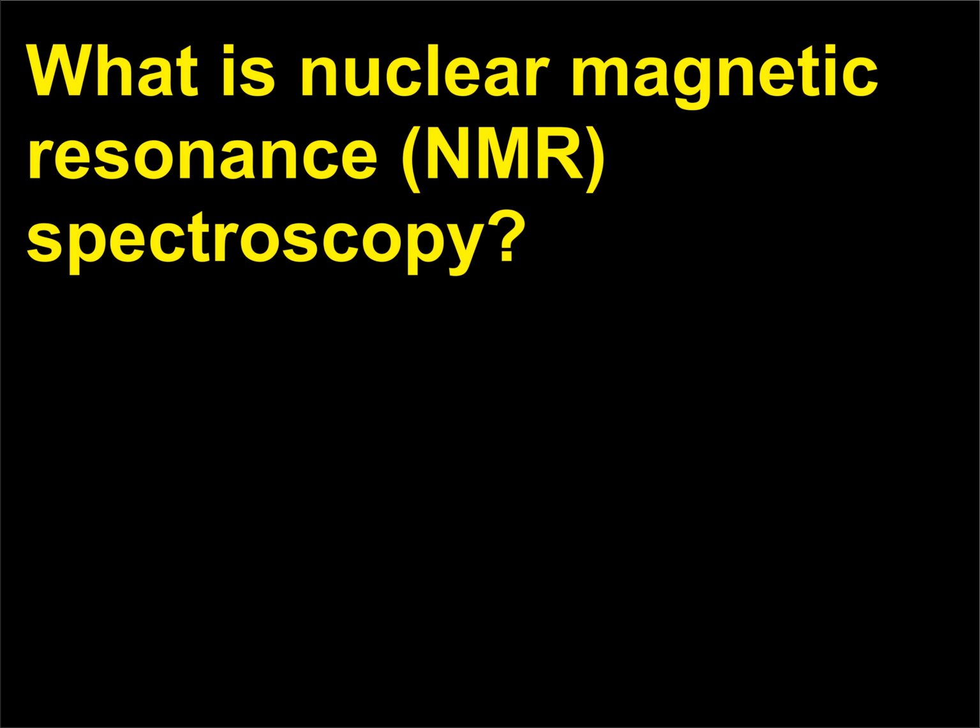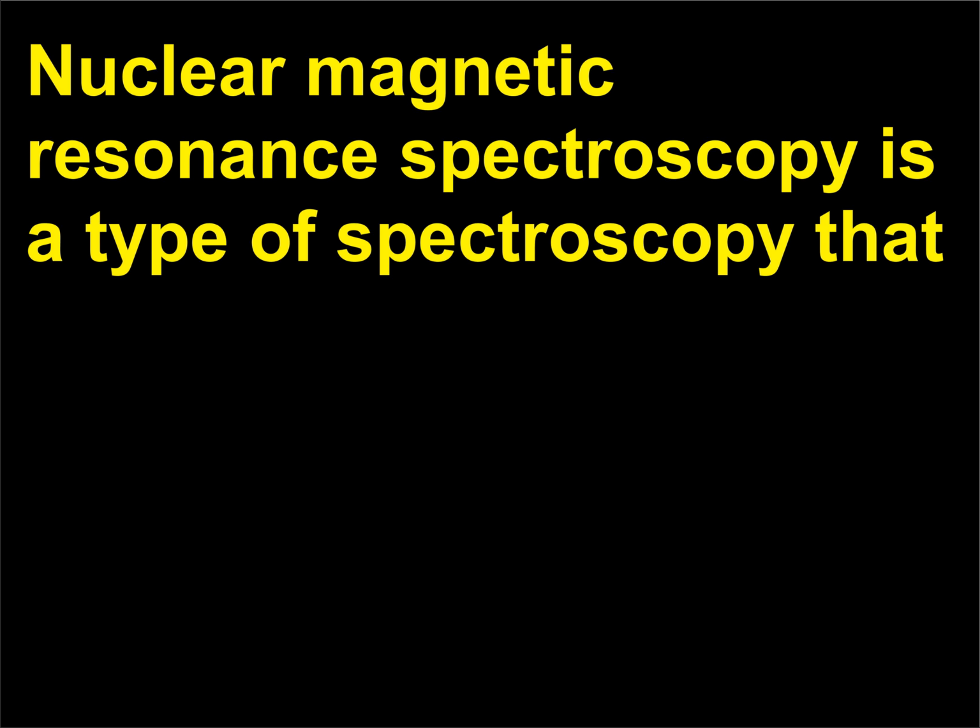What is nuclear magnetic resonance, NMR, spectroscopy? Nuclear magnetic resonance spectroscopy is a type of spectroscopy that involves nuclei in a magnetic field absorbing and re-emitting radiation.